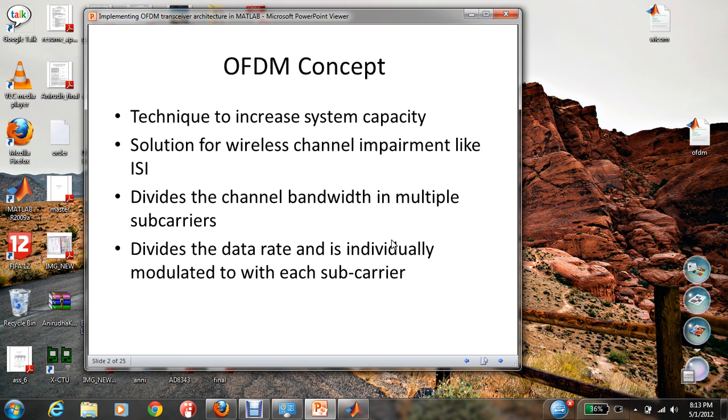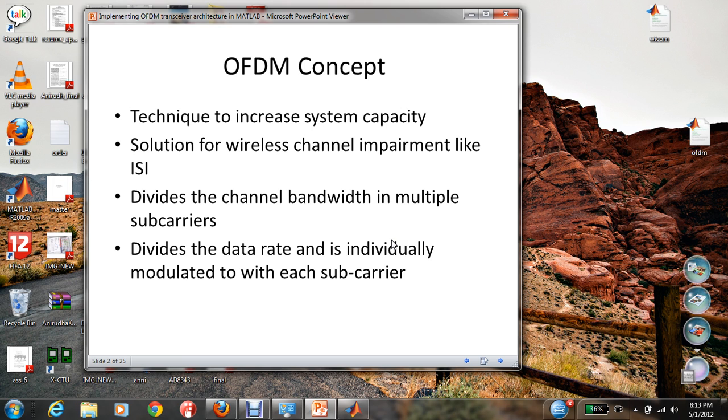I'll start off with the overview of the OFDM concept. That is, what is OFDM? OFDM stands for orthogonal frequency division multiplexing. It is a technique which is used to increase the system capacity. It is also a solution for different wireless channel impairments, one of them mainly being intersymbol interference.